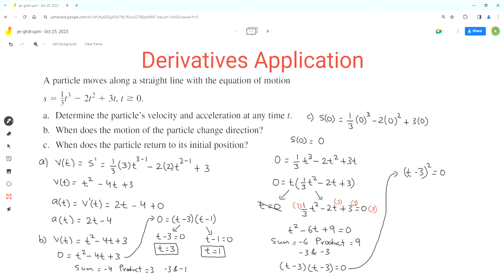And we can get rid of the square by applying square root to both sides. So the square and the square root cancel each other out. So we get t minus 3 equals 0. And now we can solve for t by adding 3 to both sides. So the 3's on the left side will cancel each other out and we get t equals 3. So this should be the final answer for part C. So that means the particle will return to its initial position at 3 seconds.